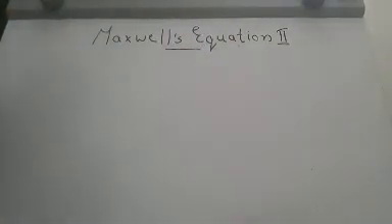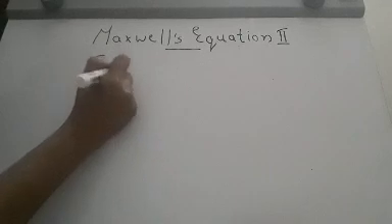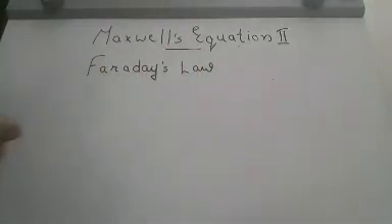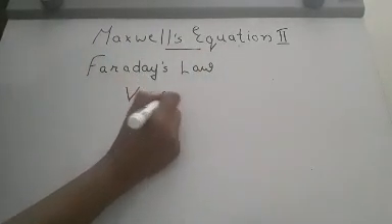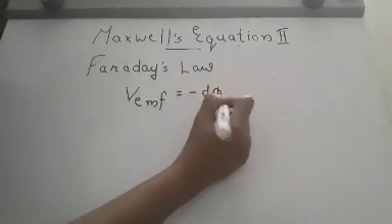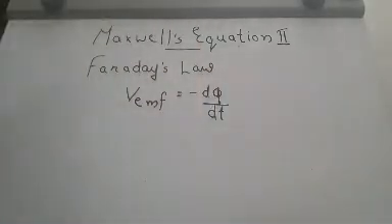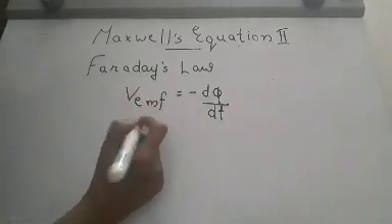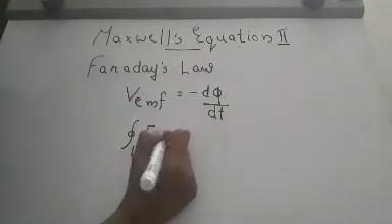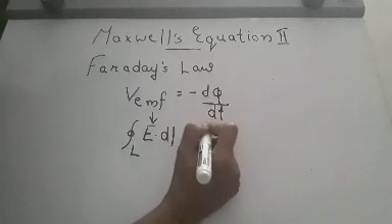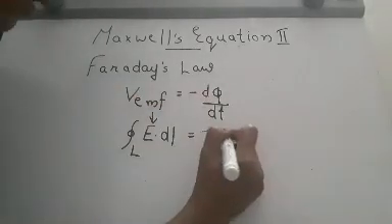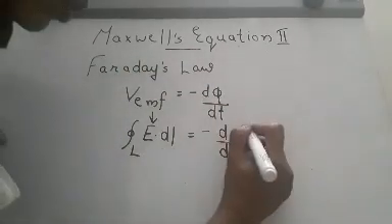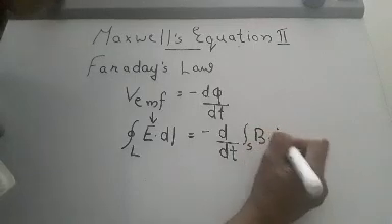Maxwell's equation 2 is based on Faraday's law. The EMF induced in a conductor is equal to the rate of change of flux. If the number of turns N is equal to 1, it is minus d phi by dt. We know that the potential is the closed line integral of E dot dl, equal to minus d by dt of phi, where phi represents the magnetic flux linking with the circuit. This flux can be represented as the surface integral of B dot dS.